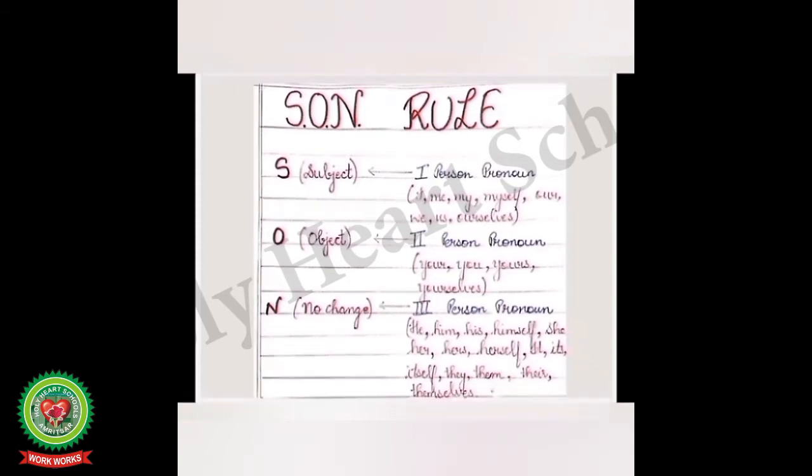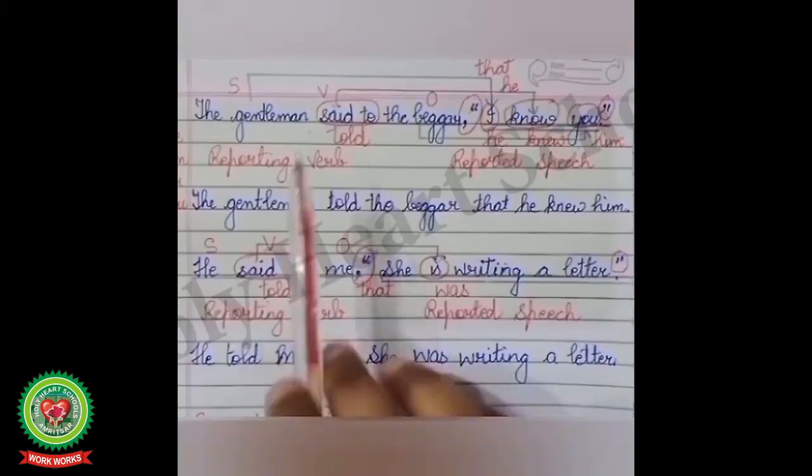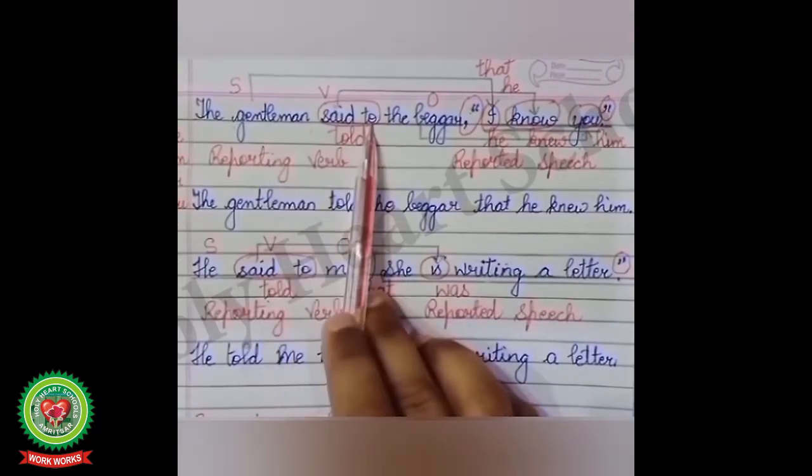N refers to no change. So, our third person pronoun doesn't change. If the words he, him, his, himself, she, her, hers, herself, it, its, itself, they, them, their, themselves are there in reported speech, these words will not change. I hope you have understood this. Okay, students, let's discuss some examples.